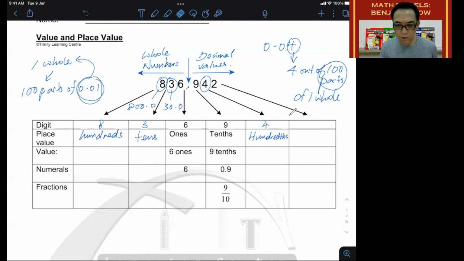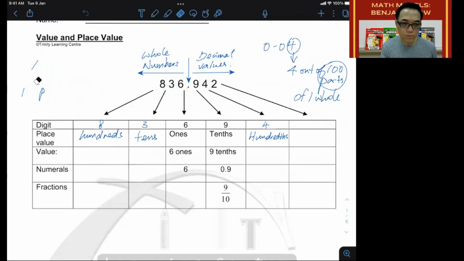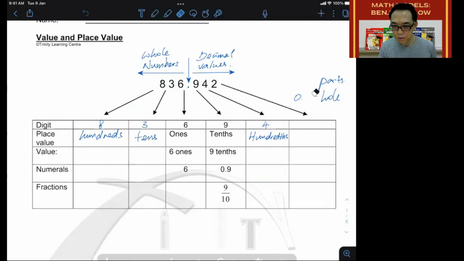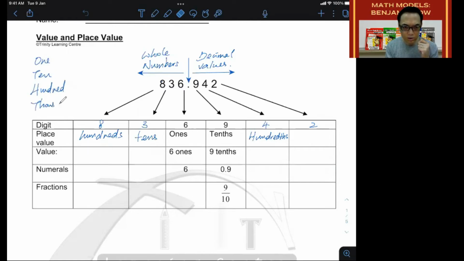Now this is a 4, and of course this is a 2. Let me clean this up a little bit before it gets too complicated and too messy. All right, now we have a 2. This 2 that you see over here is the one that comes after hundredths. Can you tell me what comes after hundreds? We got 1, 10, 100, 1,000. If we got 1, 10, 100, and 1,000 on the side of the whole numbers, then we have the same words on this side.